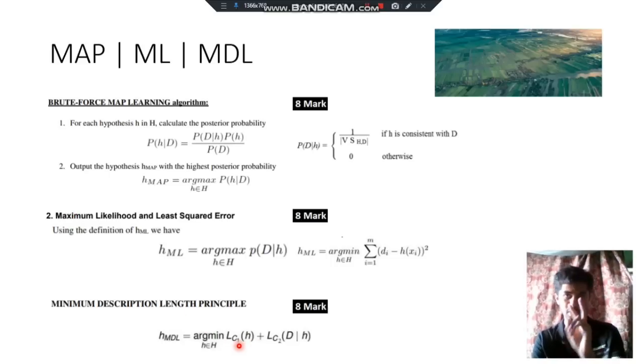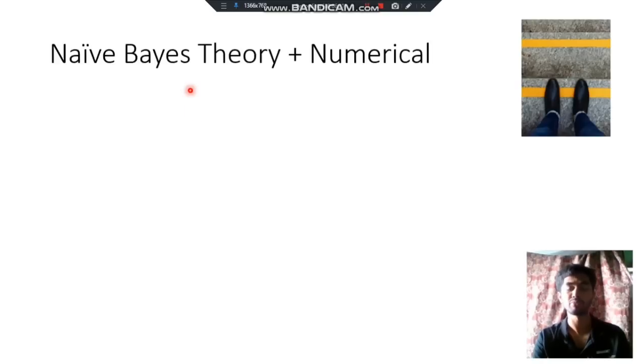Here you have to remember two things: L_C1, L_C2. That's all. This is the least encoding method, and H is taken from here. D given H is taken from here. Just substitute that. Done. Moving on, we have the naive Bayes theory and the numerical.